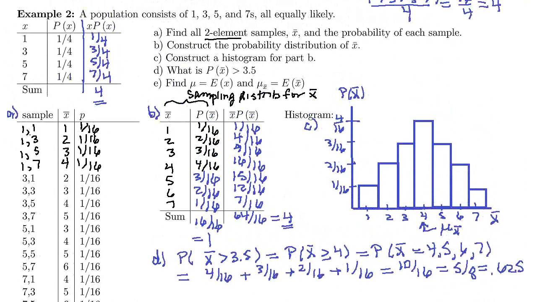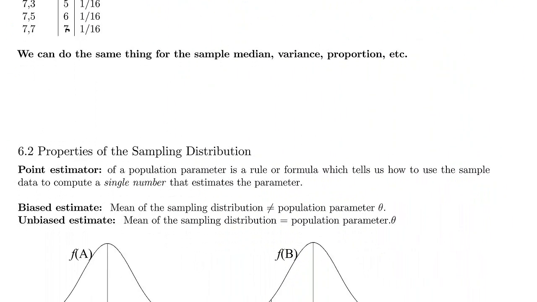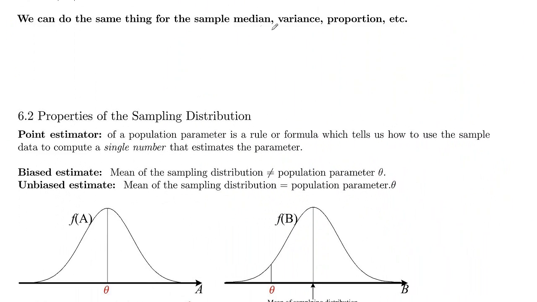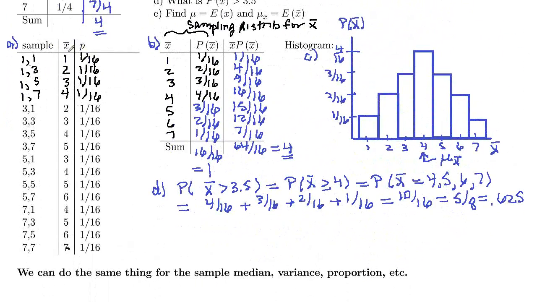Now, I just want to mention that this process of constructing the sampling distribution of the sample mean to gain more information about the mean of the original distribution, we can do that same thing of constructing sampling distributions for the median, the variance, and then sample proportion, any other sample statistic. So the only difference is that in this column here, instead of doing the mean, we would do the median, or do the variance, or do sample proportion for repeated samples.